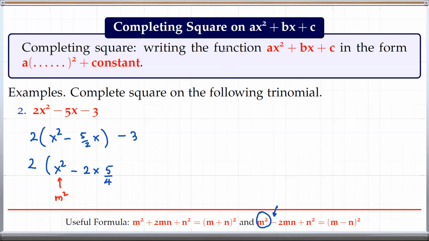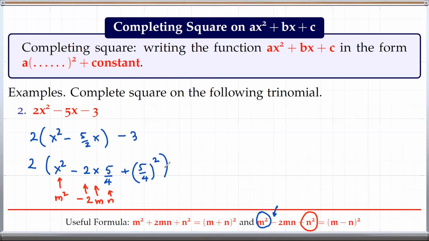So comparing with this format, we have negative 2m, so 2 as it is, m, and n is 5 by 4. Since n is 5 by 4, you want to have n squared over here. So plus n squared, plus 5 by 4 squared. And we can close the parenthesis.